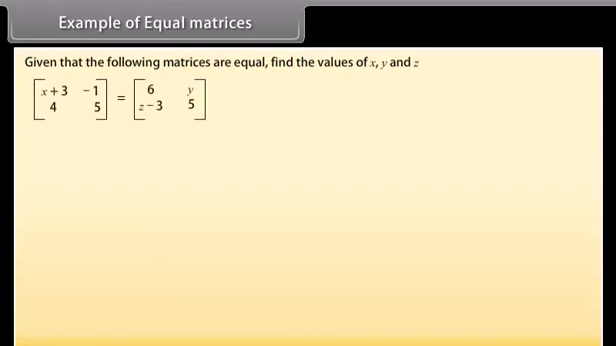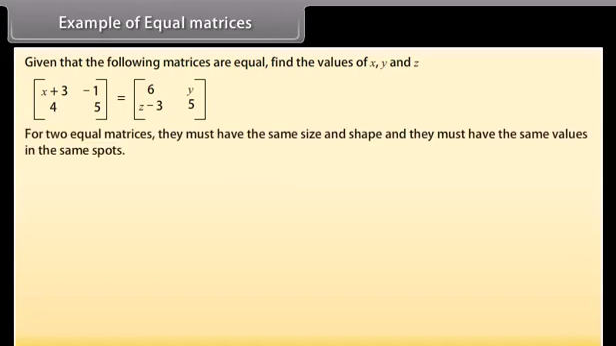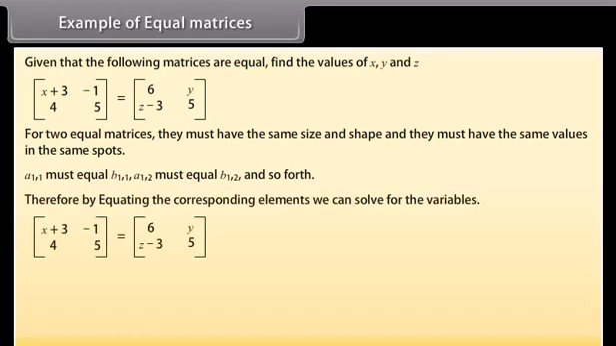Example of equal matrices. Given that the following matrices are equal, find values of x, y, and z. For two equal matrices, they must have the same size and shape and they must have the same values in the same spots. Or we can say a11 must be equal to b11, a12 must be equal to b12, and so forth. Therefore, by equating the corresponding elements, we can solve for the variables. x plus 3 is equal to 6, x is equal to 3, y is equal to minus 1, z minus 3 is equal to 4, z is equal to 7.